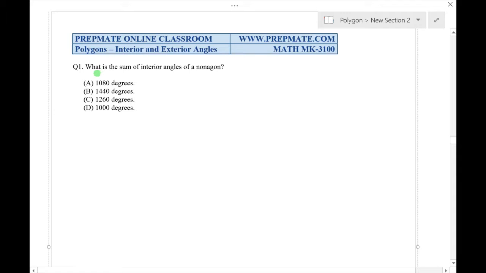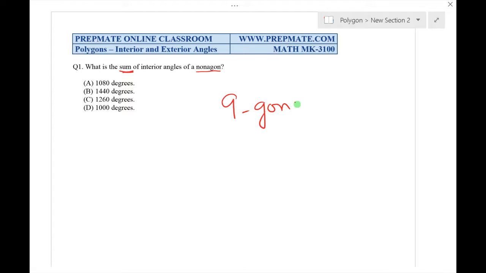So as before, what is the sum of interior angles of a nonagon? Nonagon is the nonagon. So note the spelling. It's not nanogon, it's nonagon. Therefore, the sum of the interior angles of a nonagon is what we have got to figure out. There are different ways of doing this, if you remember the formula. I'm going to show you three different ways of solving this problem.